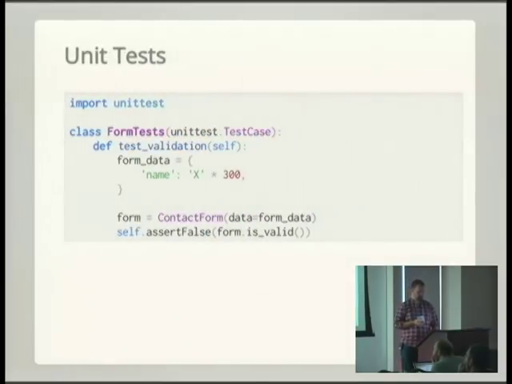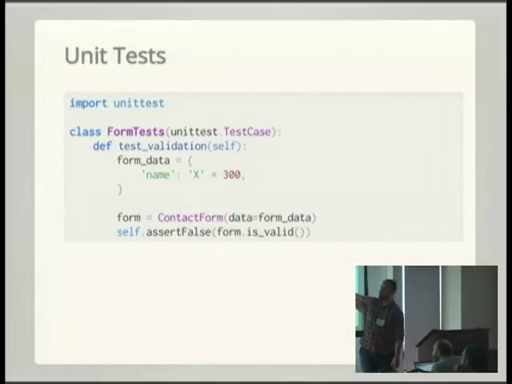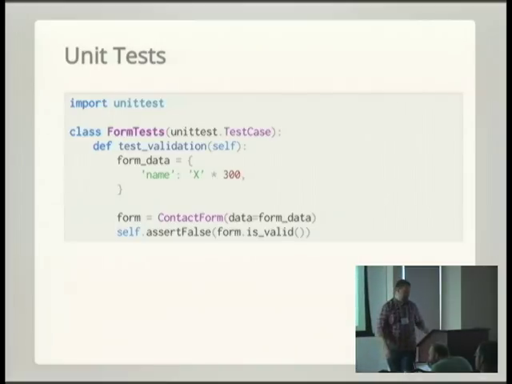This is an example of a simple unit test that tests my validation, where my contact form had a limit on my name field of something less than 300, I don't know what it was. Here I'm making form data. This might come from request.POST in a real case. Then I instantiate the form and I call is_valid. And this is going to return False at this point because x times 300, so 300 x's, is going to be over the maximum limit. So this is a really simple way you can test that your validation works the way you expect it to.